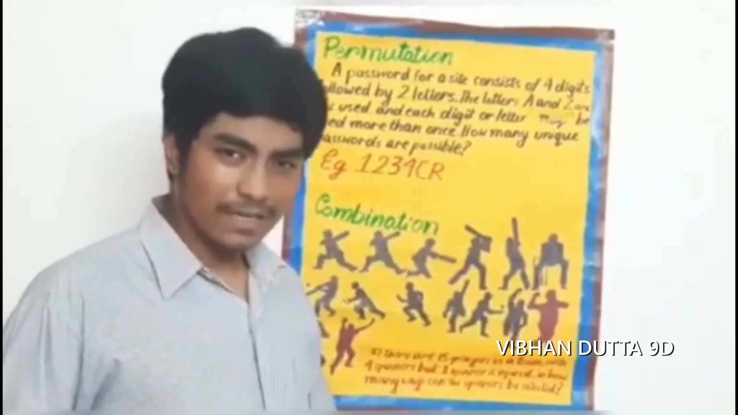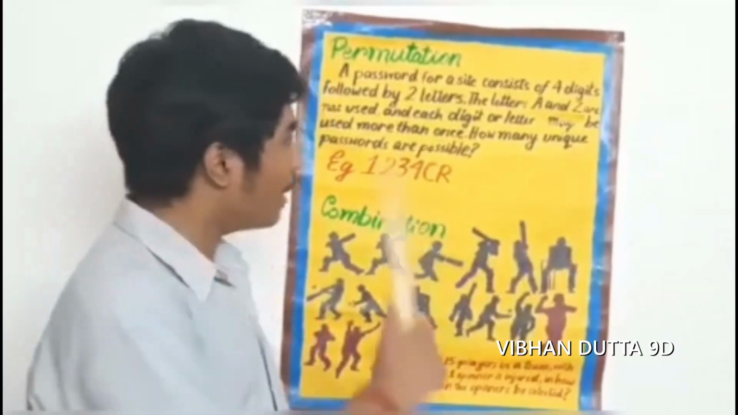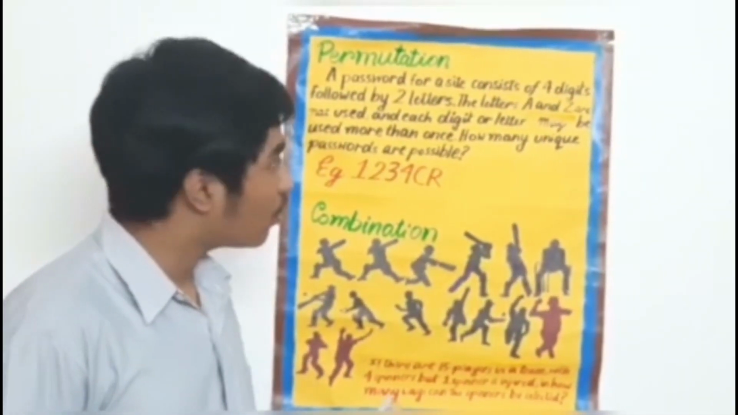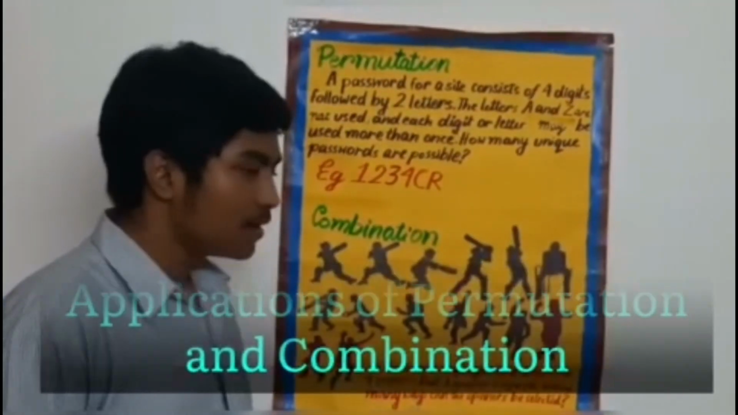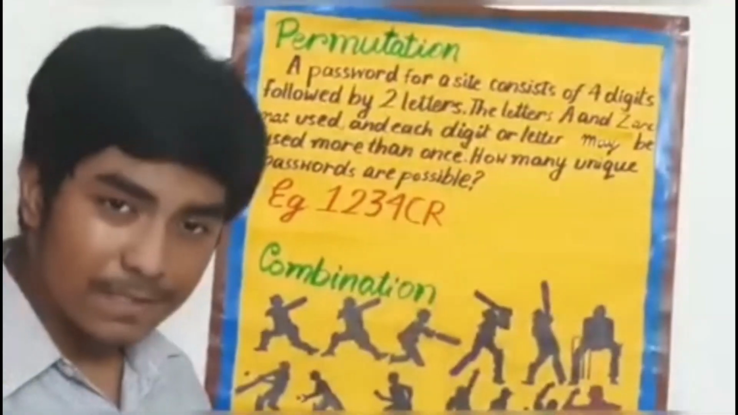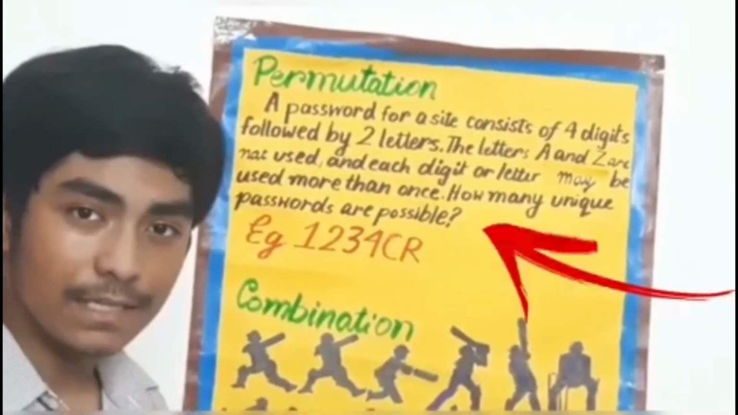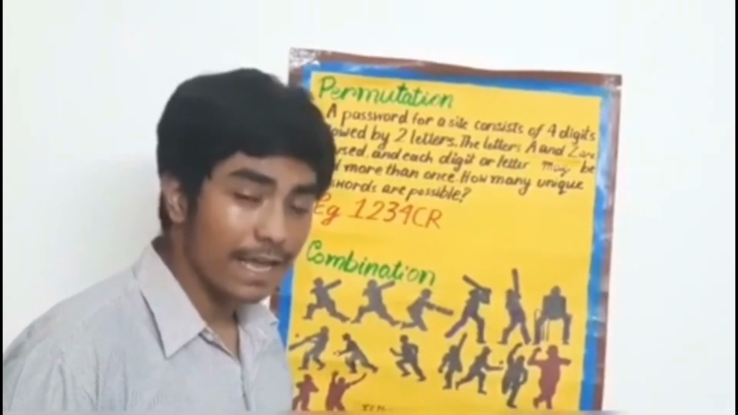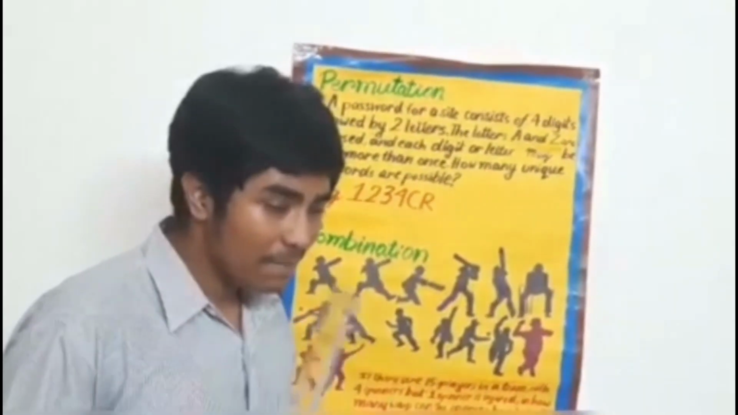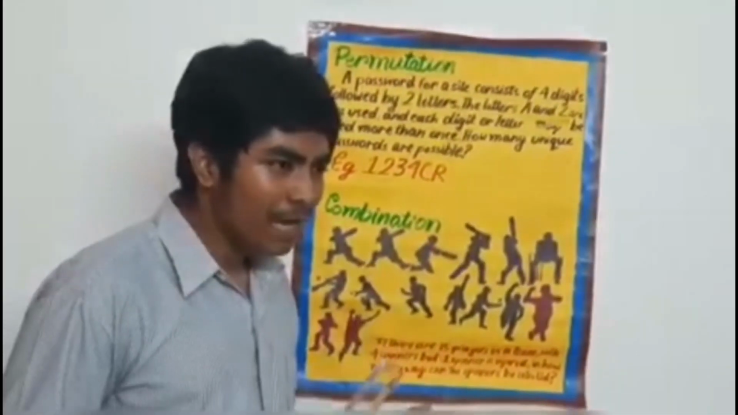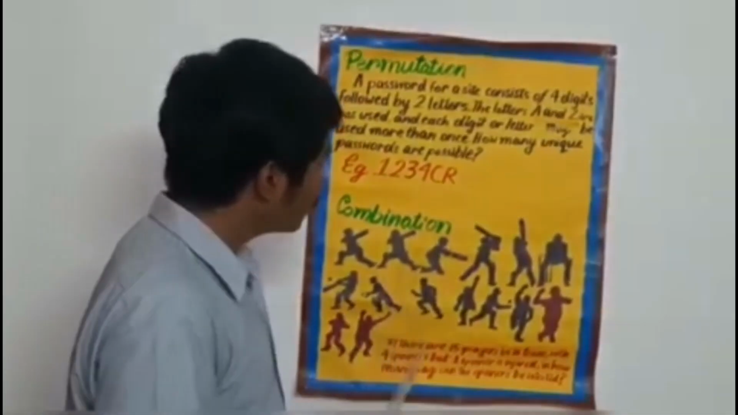Thank you, Anurag. Now, to understand the concepts of permutation and combination better, we shall look at 2 daily life examples of permutation and combination. Now, let's look at a question on permutation. The password for a website consists of 4 digits and 2 letters. Now, there is a twist in the question. The letters A and Z are to be excluded and repetition of digits and letters are allowed. So, how many unique passwords can be created using the following rules?